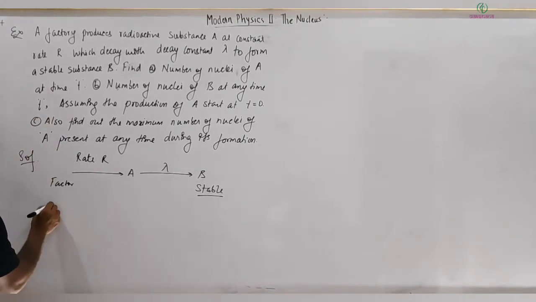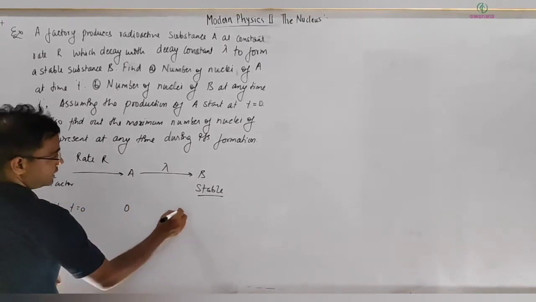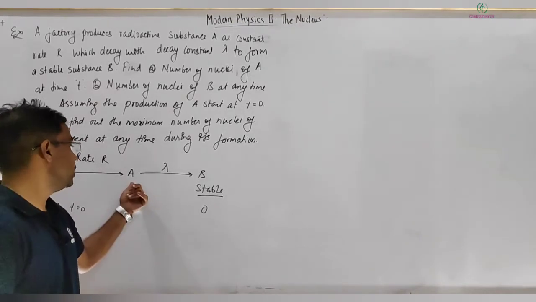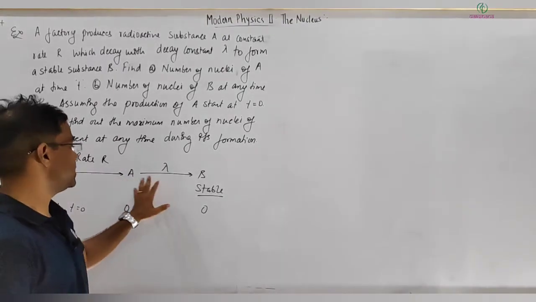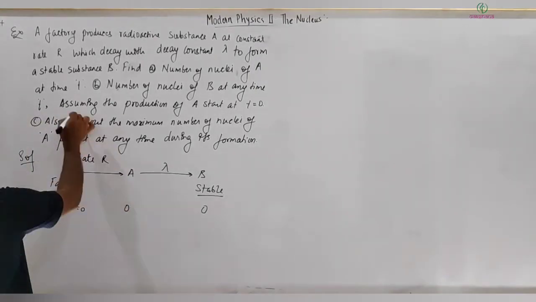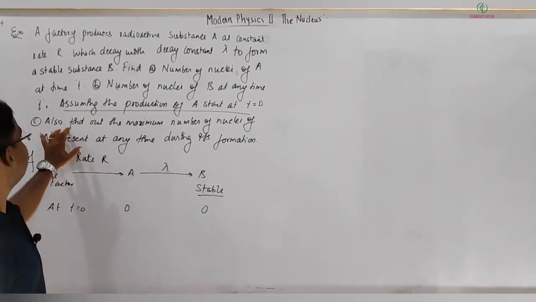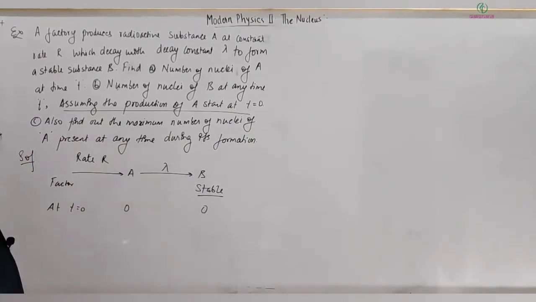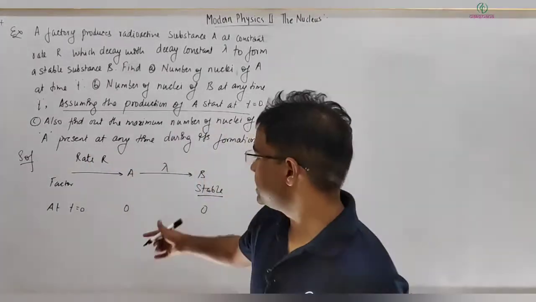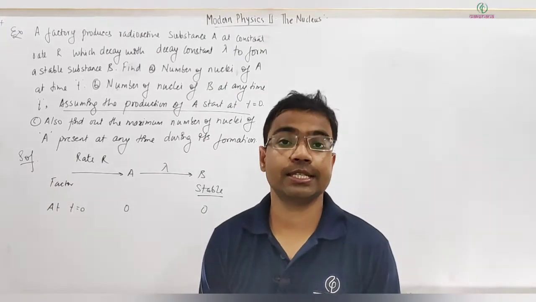So I can write that at t equal to 0, the number of nuclei of A is 0 and B is also 0, meaning initially no nuclei of A or B are present. We are also asked to find the maximum number of nuclei of A present at any time during its formation. You can see it's also one of the applications of successive disintegration, successive decay.